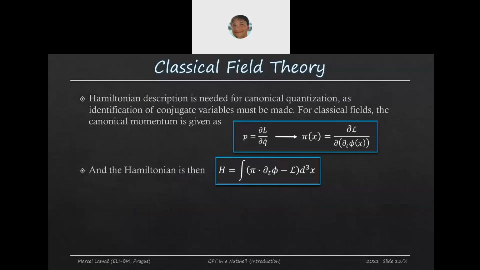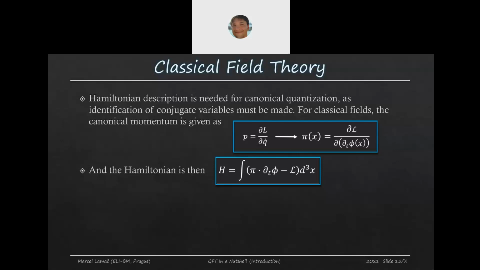For the Hamiltonian description, obviously, as in classical mechanics, we need to define some canonical momentum. In the context of usual classical mechanics, that's just the derivative of the Lagrangian with respect to the configuration velocity. It is exactly the same in the case of field theory. The canonical momentum is simply the partial derivative of the Lagrangian density with respect to the time derivative of the field, which is exactly the same as in classical mechanics.